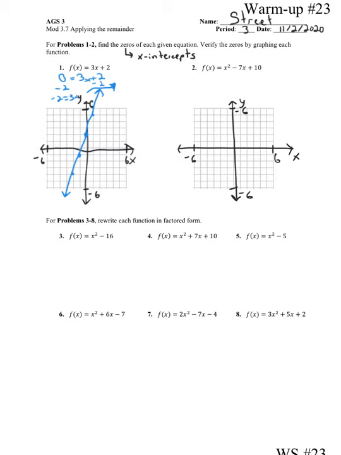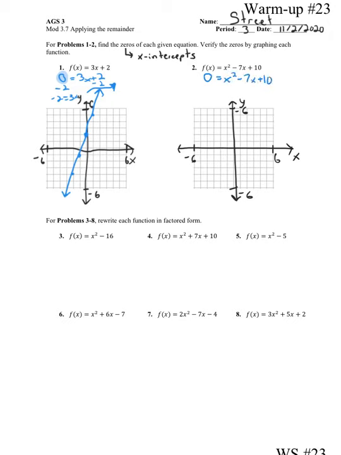All right, let's go ahead and start looking at the warm-up problem. So problem number 1, you need to find the zeros. The key for finding the zeros is you set the equation equal to 0, and then you're solving for x. And that's exactly what we do with problem number 2 as well. We set it equal to 0 to find the zeros.